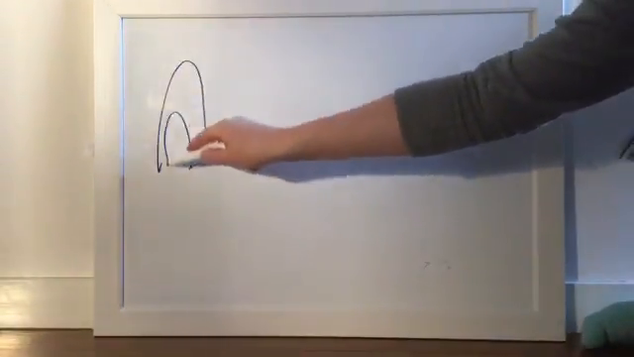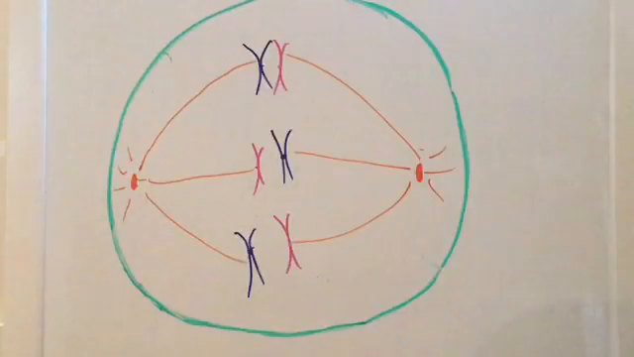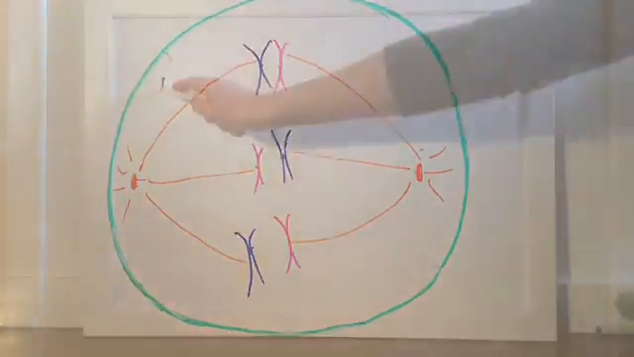Anaphase. The spindle microtubules contract towards opposite poles of the cell, separating the homologous pairs and halving the chromosome number to 23. The cell is changed from a diploid to a haploid. The cell begins to elongate, and the pulling apart of these chromosomes is called disjunction.